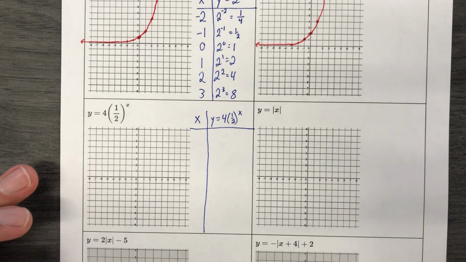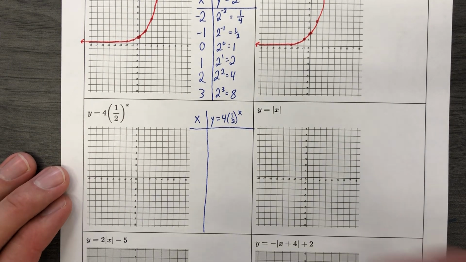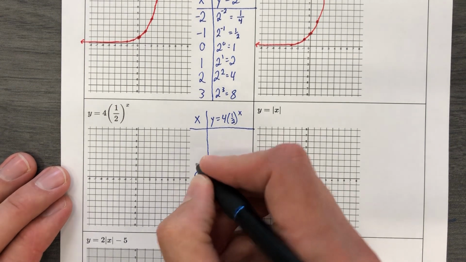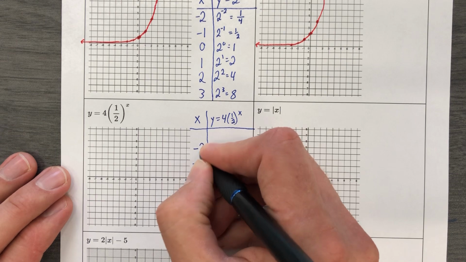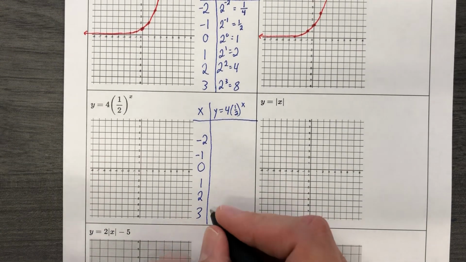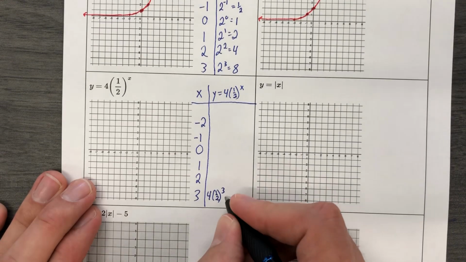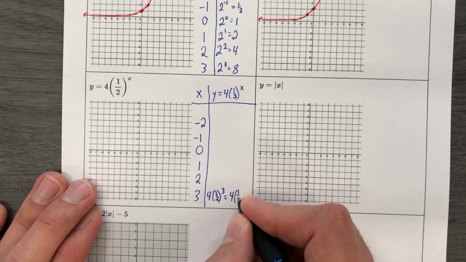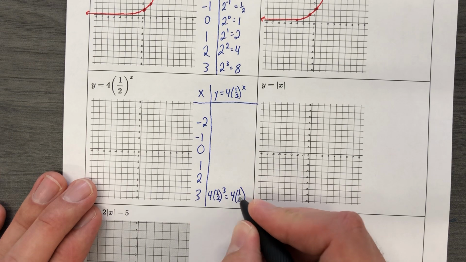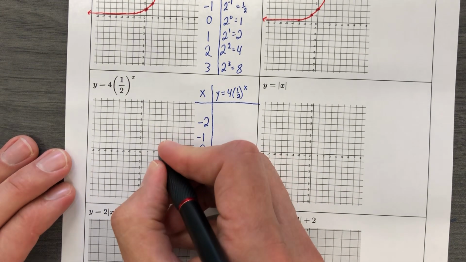All right, let's pick some numbers around the origin. So 0, 1, 2, 3. Let's go -1, -2. As far as I'll be able to go. Let's start at the bottom, 3. So 4 times 1/2 to the 3rd power. If I cubed 1/2, I'd have 1/8. Cube the 1, it's 1. Cube the 2, it's 8. 1/8 of 4 is a half. That means that we are going to be at 3, 1/2.